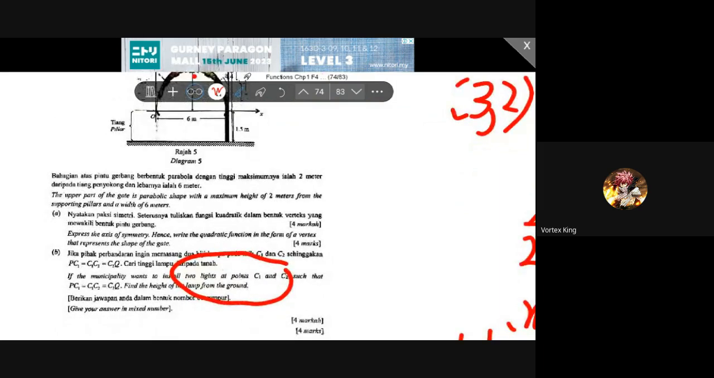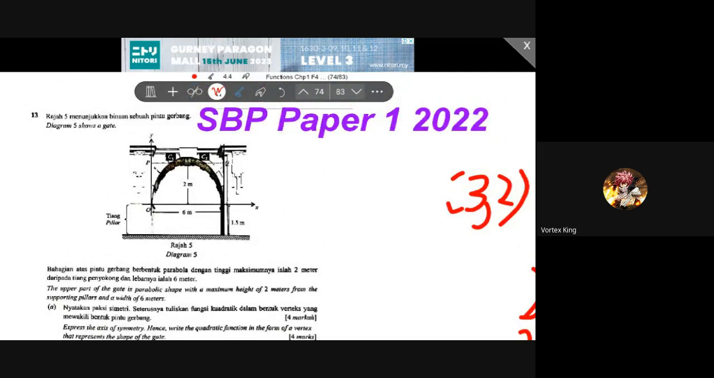So they say, this one important. PC1 equals C1C2 equals C2Q. Jangan takut mereka kata macam ni. Semua titik kat sini. Maksud dia, sini sama, sini pun sama, sini pun sama. So boleh bagi tahu saya tak? PC1, berapa jarak dia sekarang? PC1. What is the length of PC1?